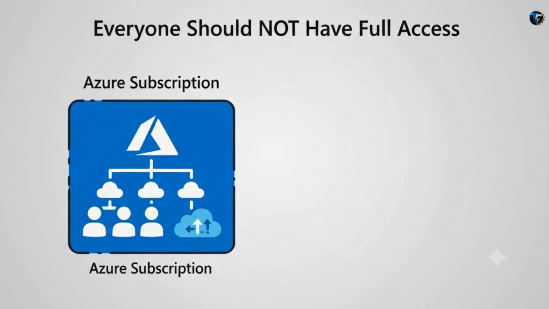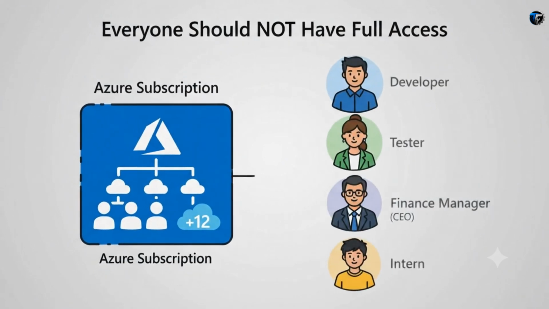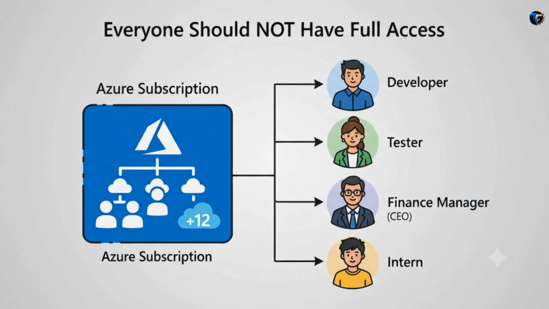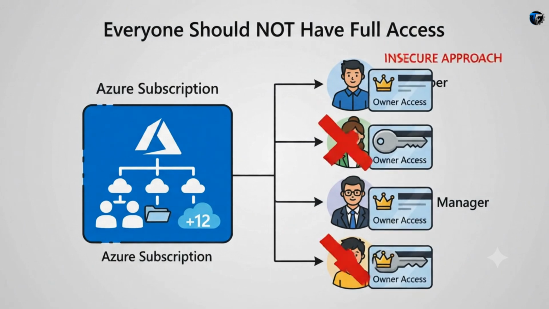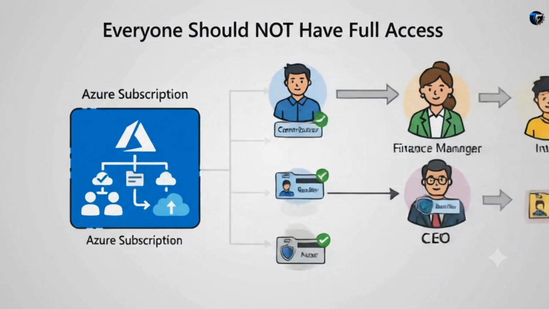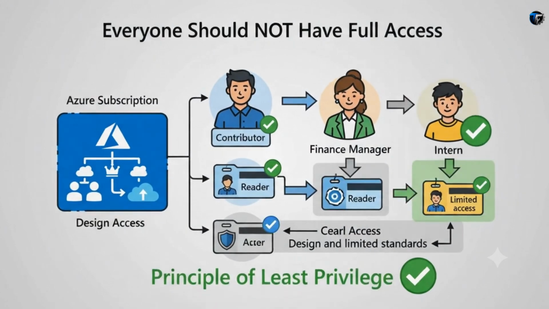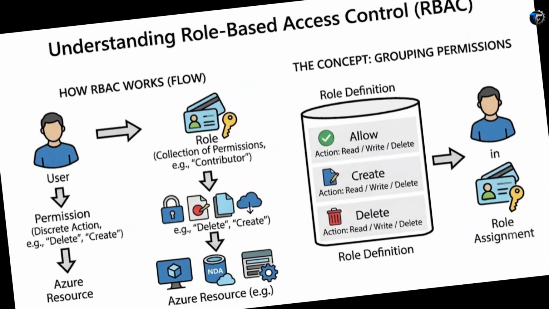In a real company, people have different responsibilities. A developer writes code. A tester validates software. A finance manager reviews budgets. A cloud administrator manages infrastructure. If everyone receives full Azure access, security becomes a disaster. Instead, Azure follows a simple principle. Give people only the access they actually need.